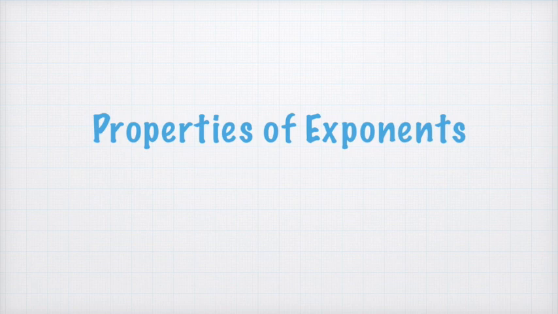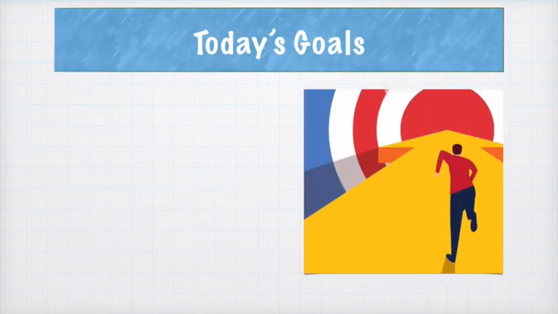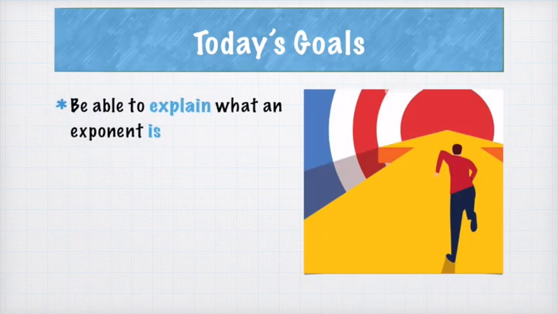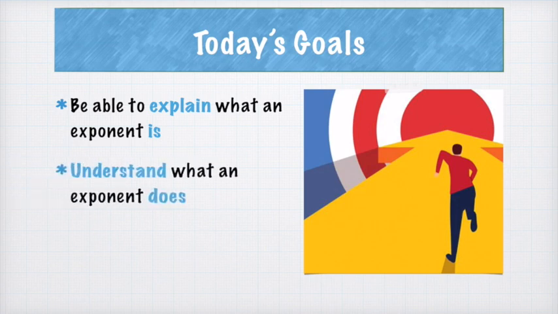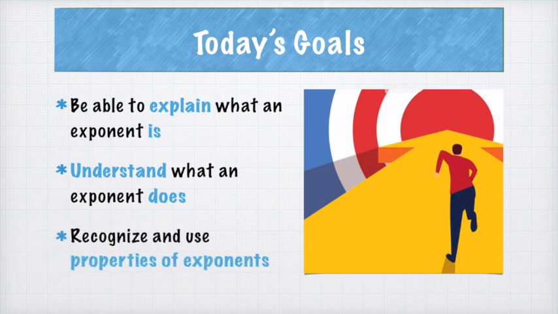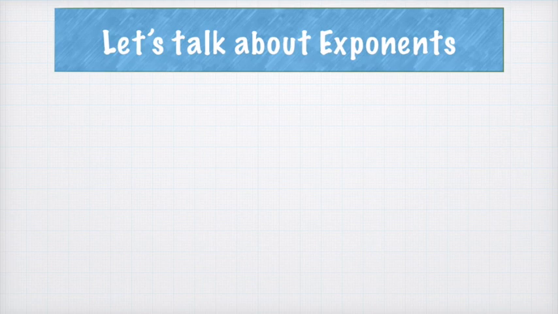So these are the properties like you would expect from addition and subtraction and multiplication. They have certain properties that tell us what they can and can't do. So our goals for today are to be able to understand and explain what an exponent is. We also want to understand what an exponent actually does, and we want to recognize and use properties of exponents. So let's talk about them.